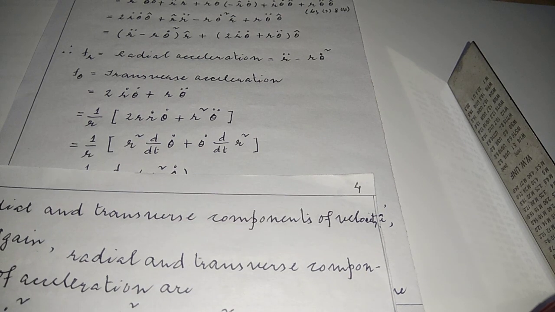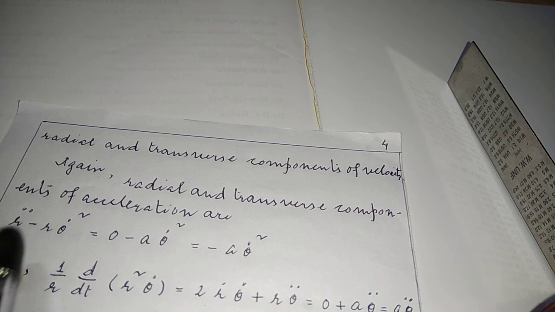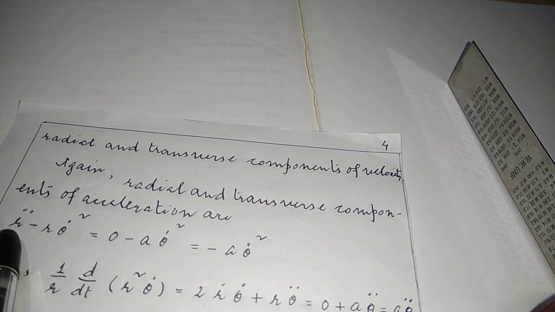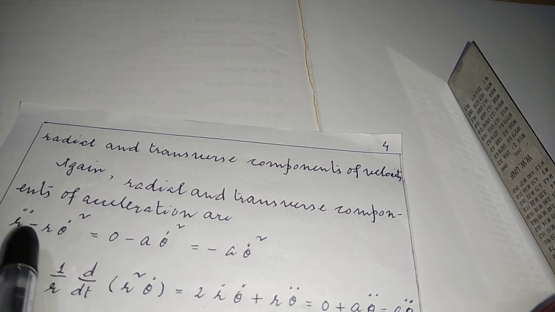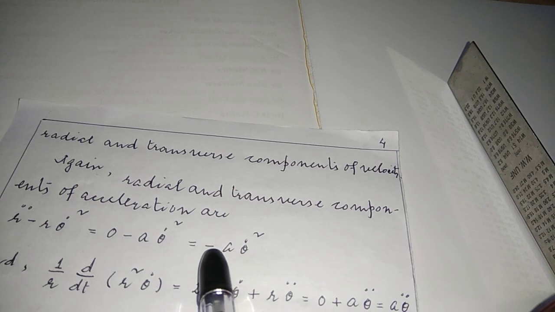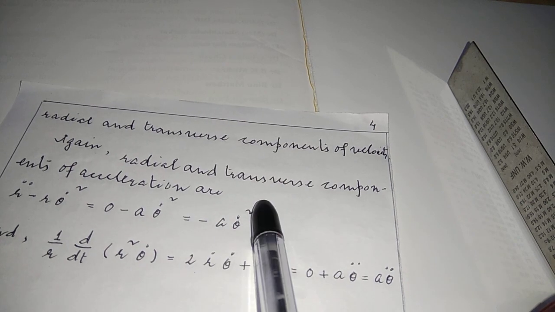Just see this slide or this page. Radial and transverse components of acceleration. Already we have derived the radial component of acceleration. What is the component? It is r double dot minus r theta dot square. So if r is constant, then the value of r double dot will be 0, and r we can replace by a, so you will get a theta dot square. So ultimately the radial component of acceleration in case of a circle is minus a theta dot square.